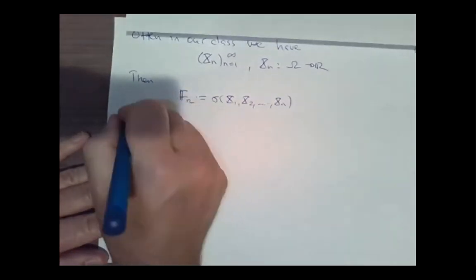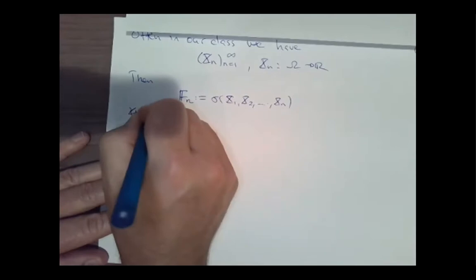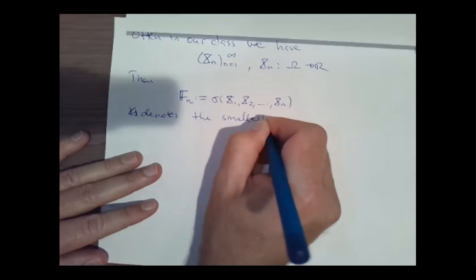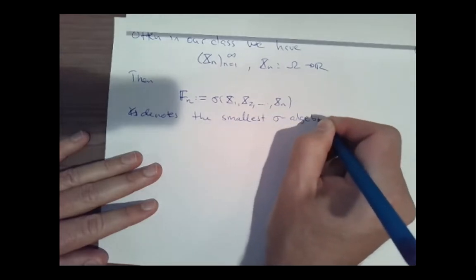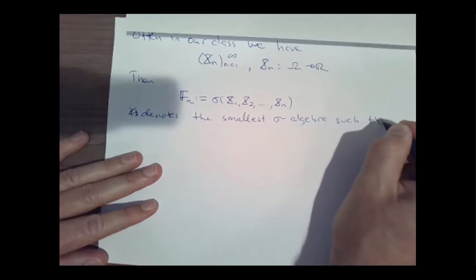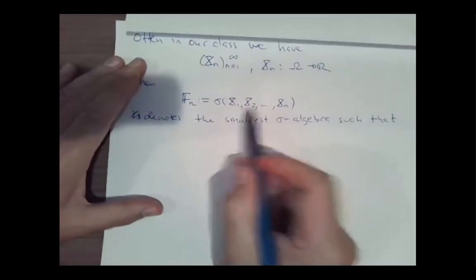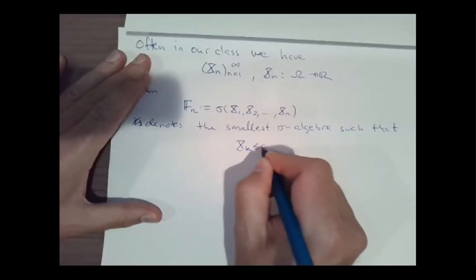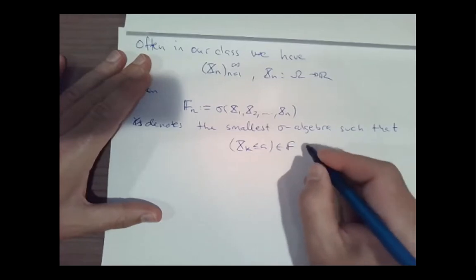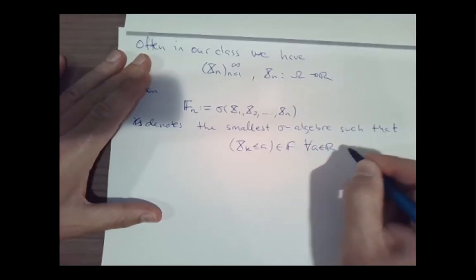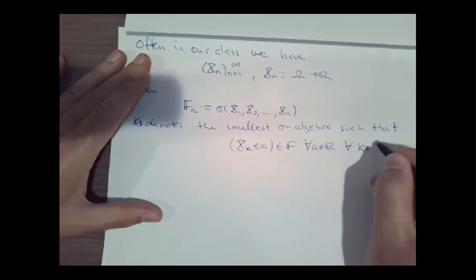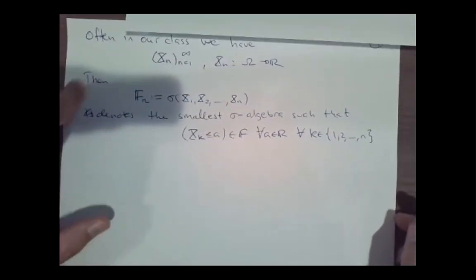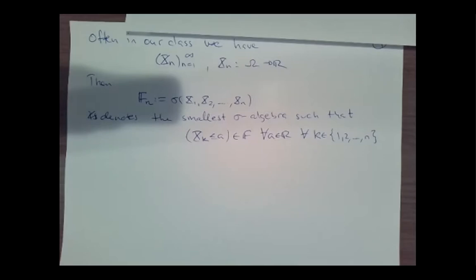This denotes the smallest sigma algebra such that each one of these X's is measurable, so that Xk less than a belongs to Fn for any a in R and for any k between 1 and n. So that's our filtration.